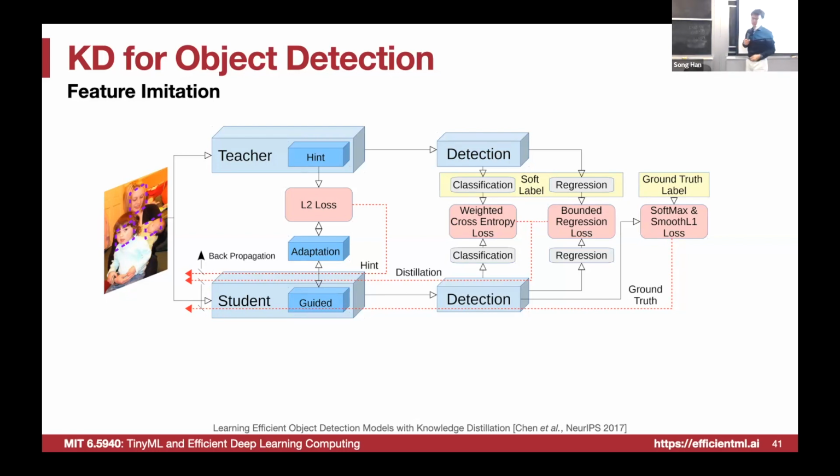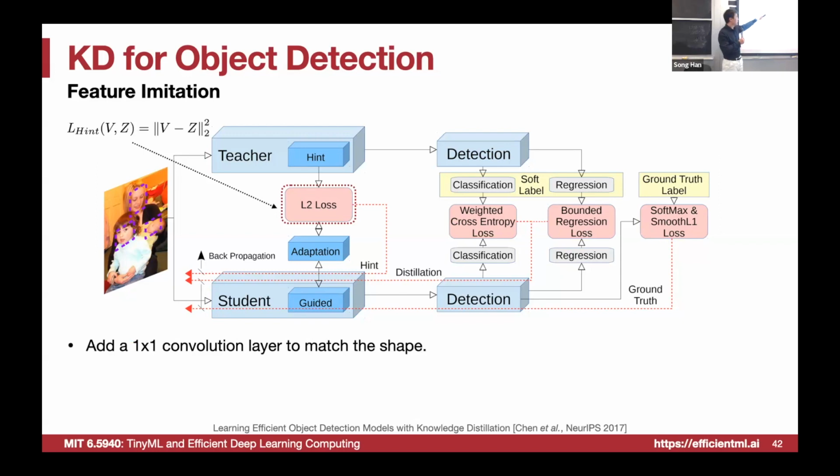So there are two problems. There are a lot of foreground and background, right? Most of the case, this is the background. So we need to balance the foreground and also the background. And secondly, the bounding box is a regression problem. It can be anywhere. It's not a classification problem. How do we deal with that?